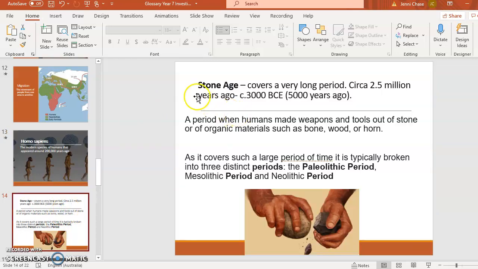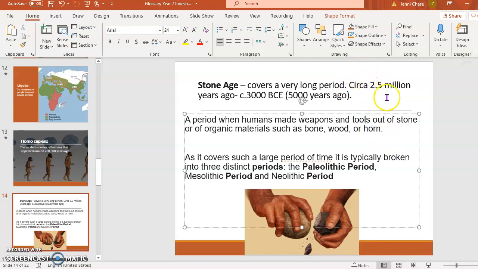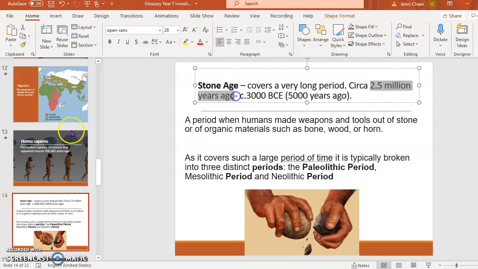Okay, Stone Age. So history is divided into lots of different periods. The Stone Age is a very long period of time. It's from around, and I'll talk about what that word circa means shortly, 2.5 million years ago. So hopefully you've worked out that's before Homo sapiens, but some of our other ancestors were around, to about 3000 BCE, which is 5,000 years ago. And again, I'll explain why that is as we go forward.